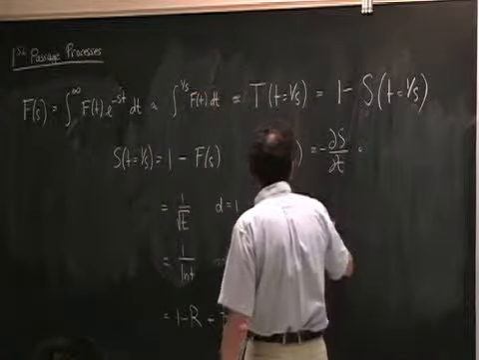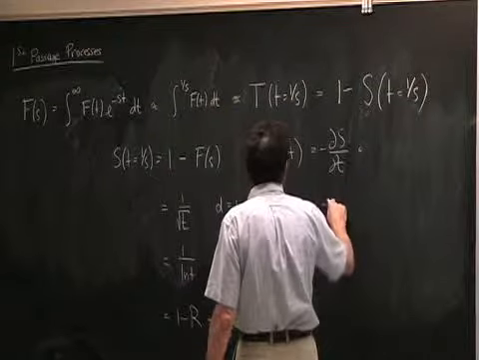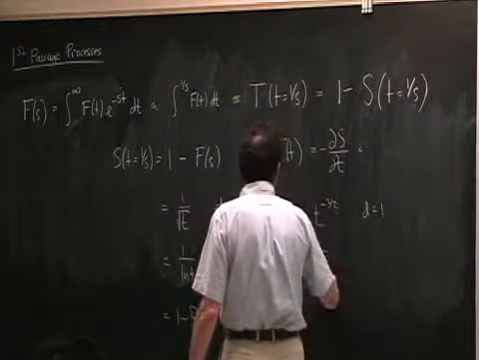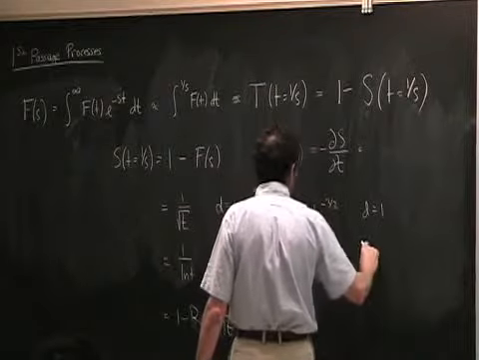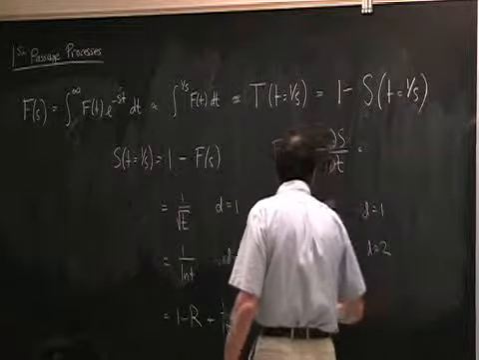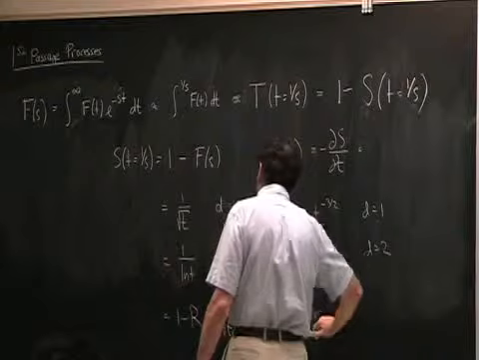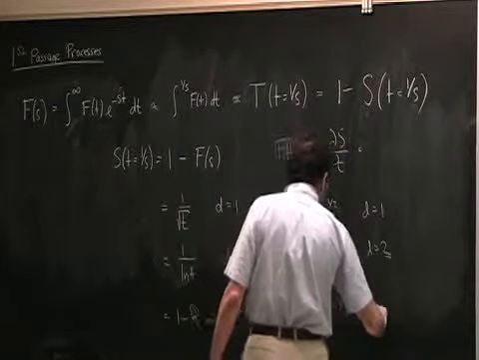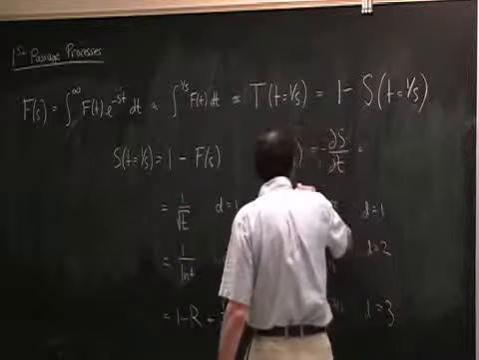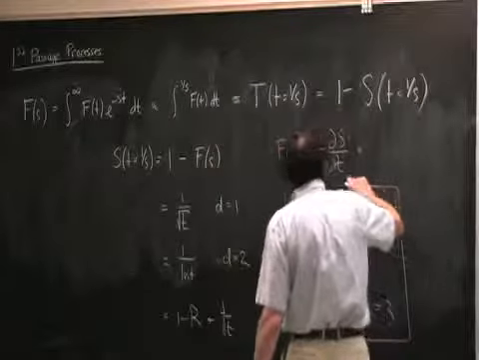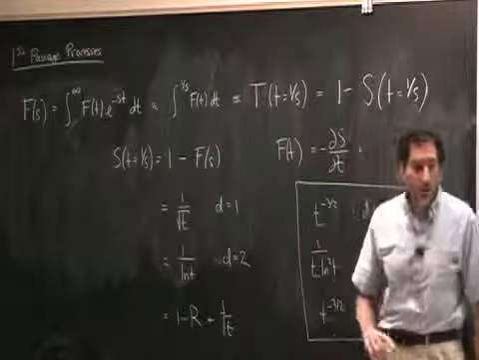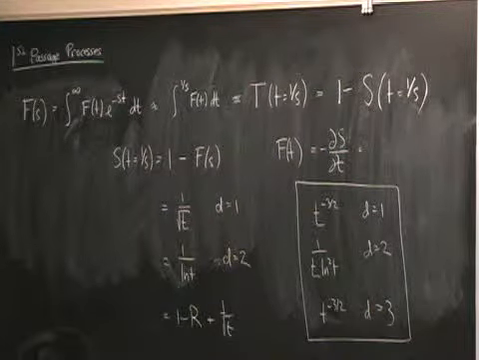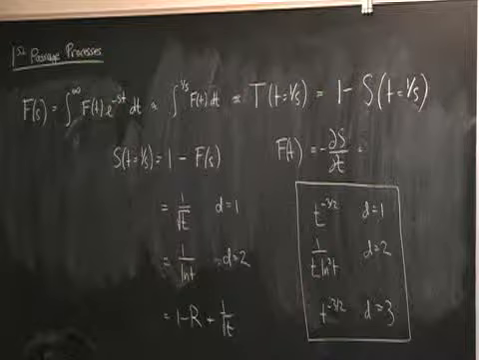So let me put it over here. I'm going to get t to the minus 3 halves for d equals 1. It's 1 over t log squared t for d equals 2. And it's equal to constant. Oh, sorry, it's not constant. It's 1 over t to the minus 3 halves for d equals 3. So this is the basic result of the first passage, which is, here's the derivation of the asymptotic behavior of the first passage probability as a function of dimension.